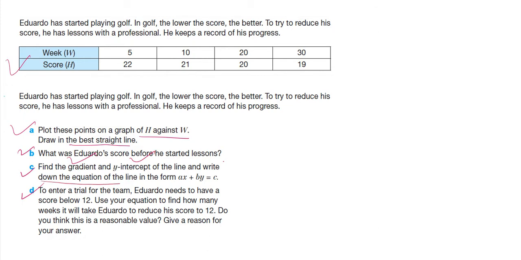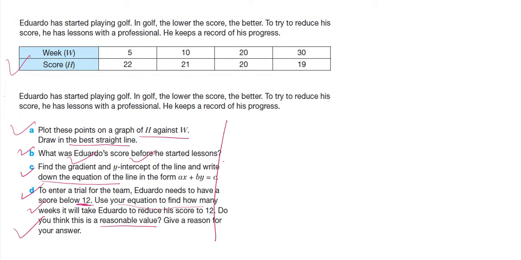To enter a trial, Gerardo needs to have a score below 12. Okay, use your equation to find out how many weeks it will take to reduce his score to 12. Do you think this is a reasonable value? Give a reason for your answer.